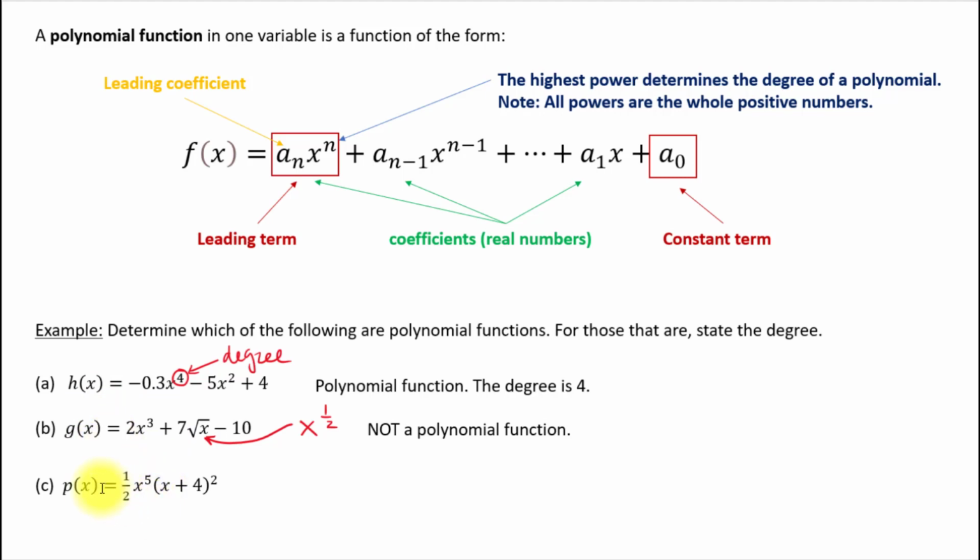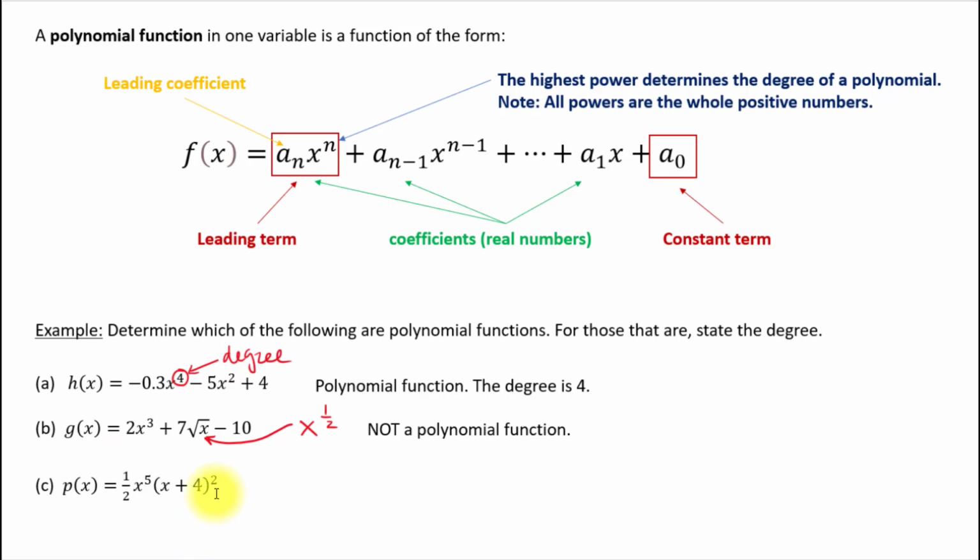And finally, function p of x. Is this a polynomial function? As far as the powers, we can see that they're all whole positive powers. However, it's not written in the standard form where we can see the collection of terms. That's true. However, we could rewrite it in this form, right? If I square expression x plus 4, and then if I multiply each term by 1/2 x to the power 5, then this function will be in the standard form where all powers are the whole numbers and with real coefficients.